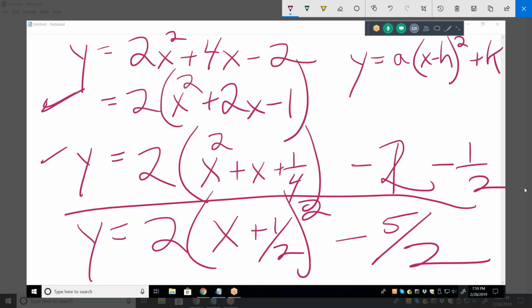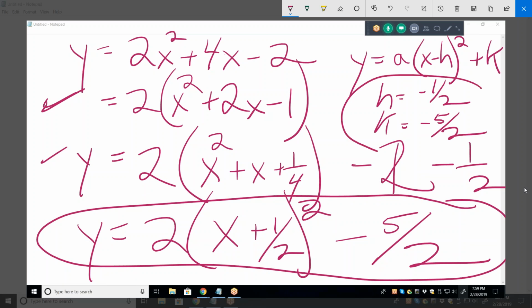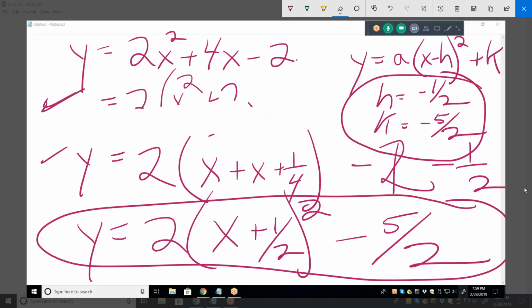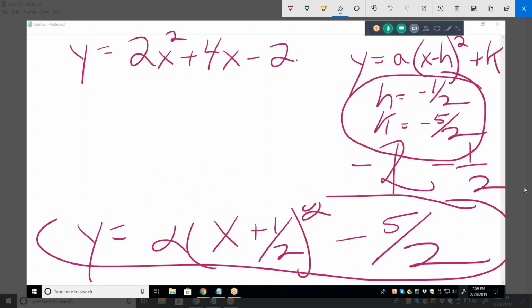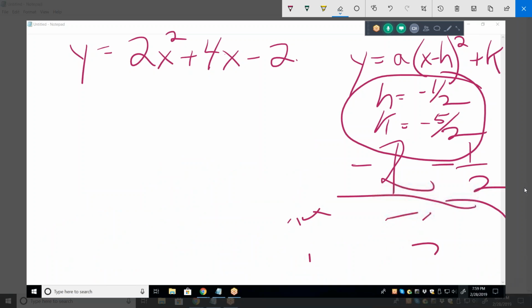Now I have it in vertex format, where h is the x-coordinate of the vertex. So h is equal to minus 1/2. And k is the y-coordinate of the vertex. So I've solved for the vertex. Now, that's the most important thing when you're trying to graph something, is once you've solved for the vertex, you know the most important part on that parabola, which is the vertex.